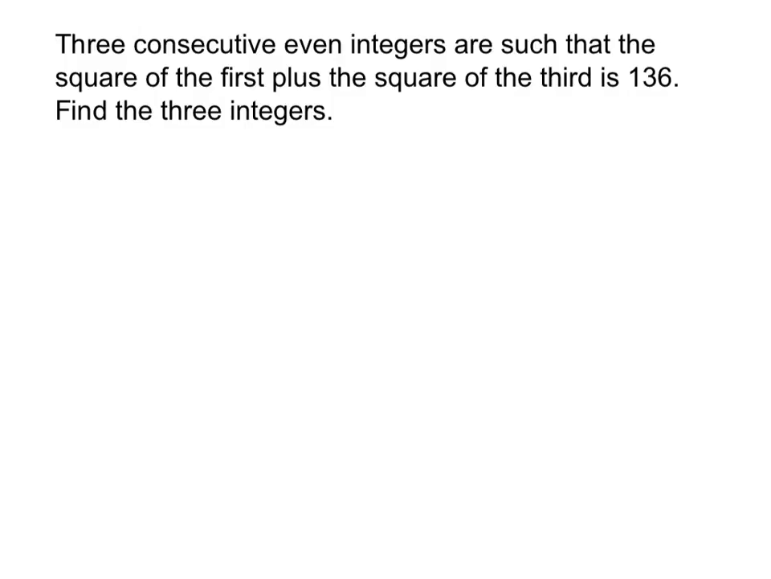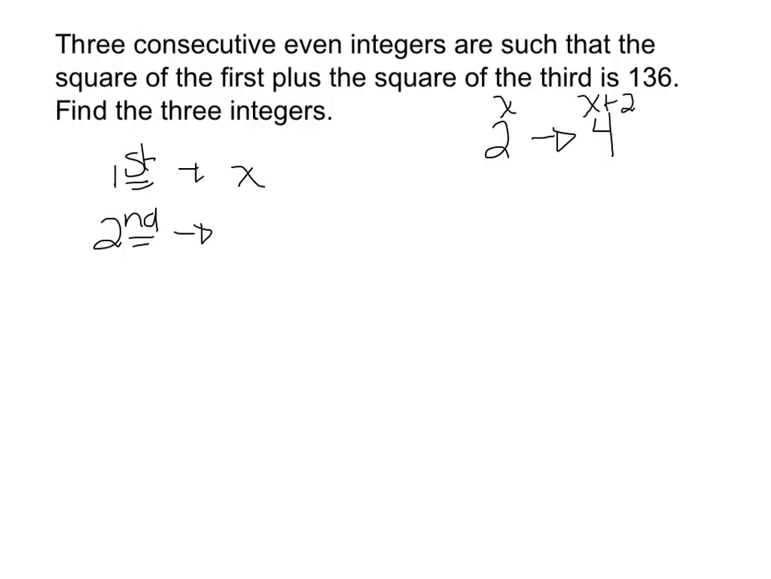Obviously, the first one we'll label as x. How can we label the second even integer? Now remember that it's an even integer. This means that it's going to jump up by 2, meaning that if our first even integer was 2, then our second one would be 4. So if this were x, we could represent 4 as x plus 2. So we can represent our second number as x plus 2. Our third would similarly be represented as x plus 4.